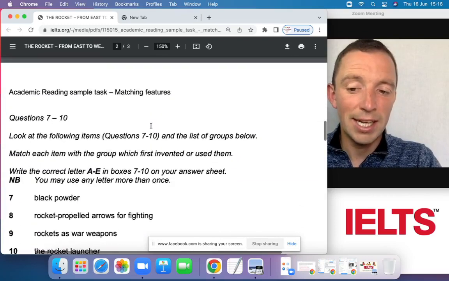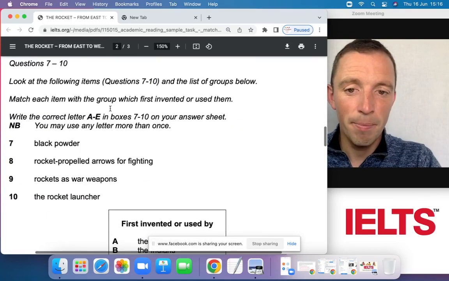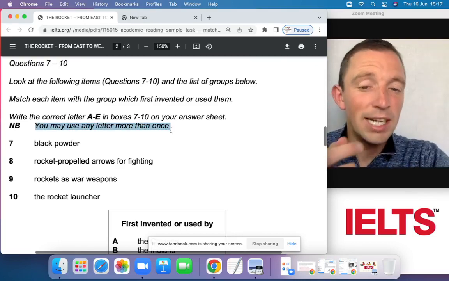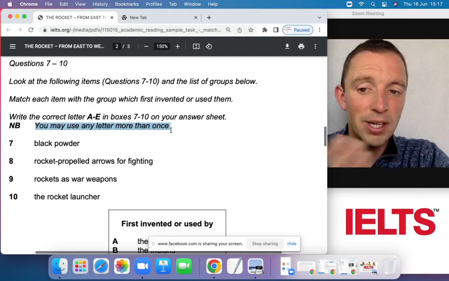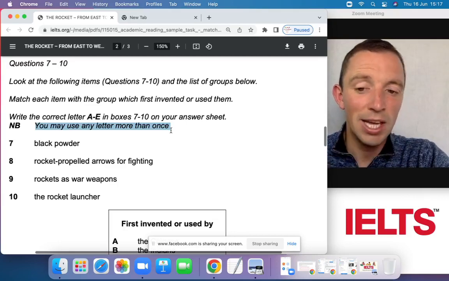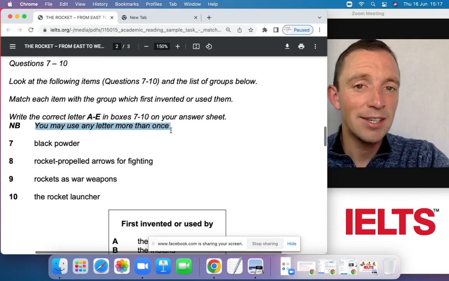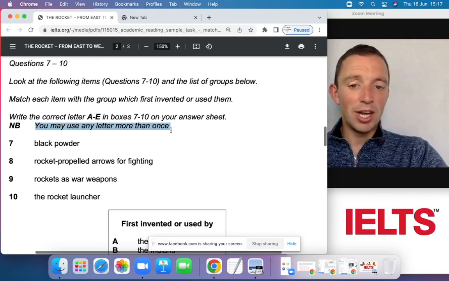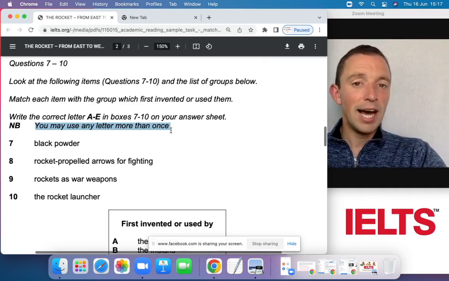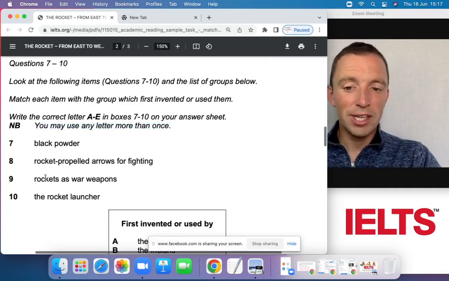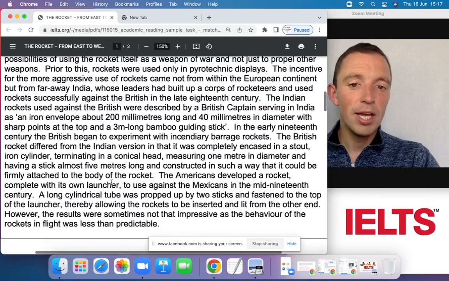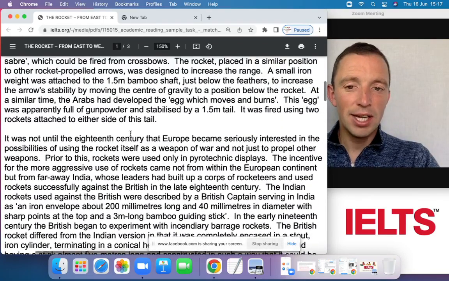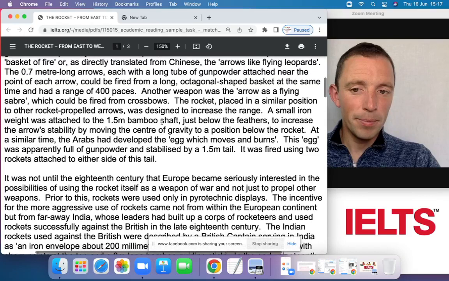So let's move to the next. And fortunately, if you read the question, we're very fortunate because you may use any letter more than once. It is possible to use a letter a second time. That is good news because already we have used the Chinese group twice. Now we look for rockets as war weapons. So we have already discussed the rocket. So let's see.